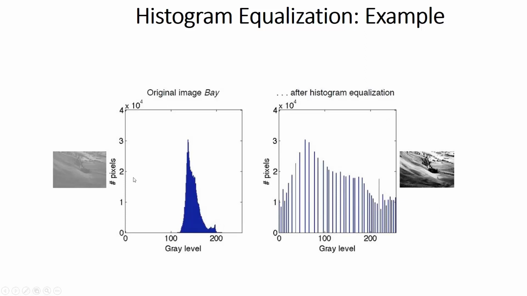This one is another example, or the same example with histogram plots. As you can see, all the intensity values lie in the range of 100 to 200. After histogram equalization, the intensity values are spread throughout the spectrum. So the output image has a better signal to noise ratio, or a better contrast.